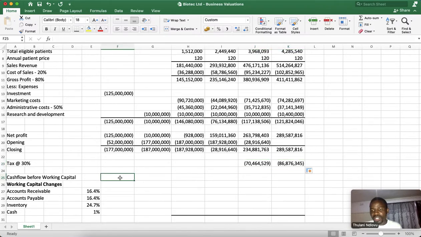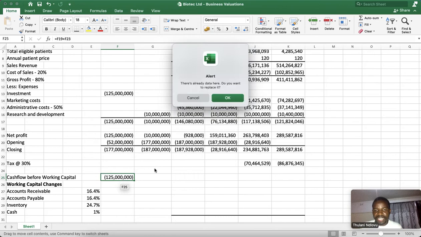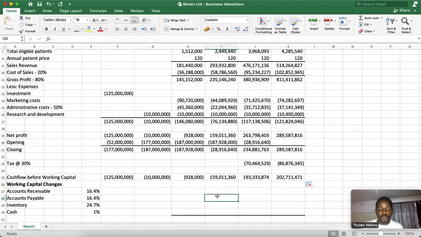Then here, the cash flow before working capital will be our net profit minus our tax. Our net profit minus our tax will be our cash flow before working capital.